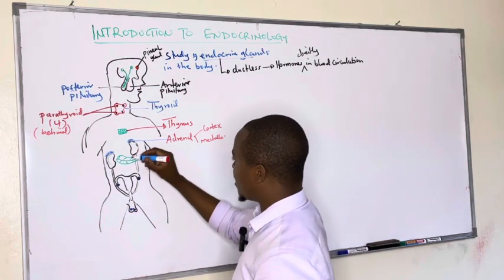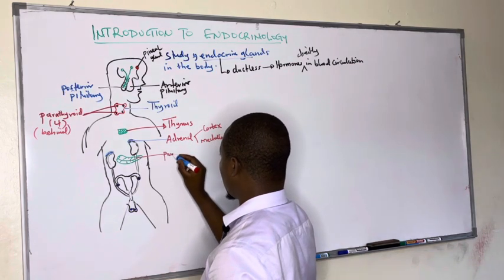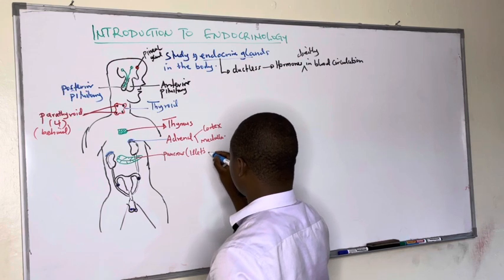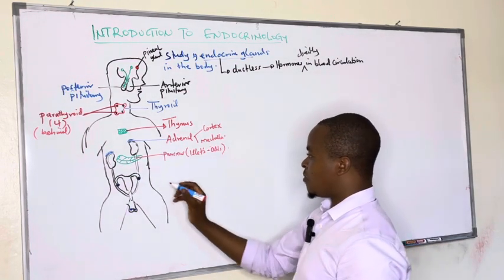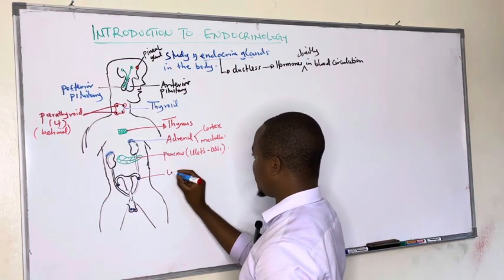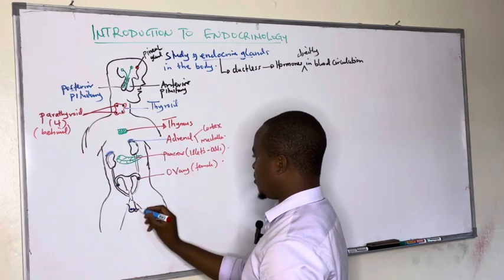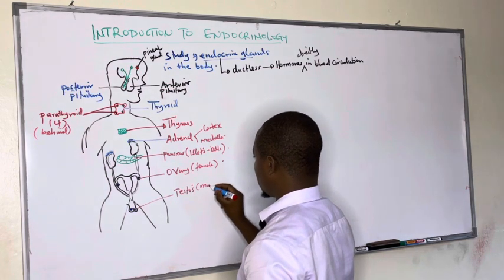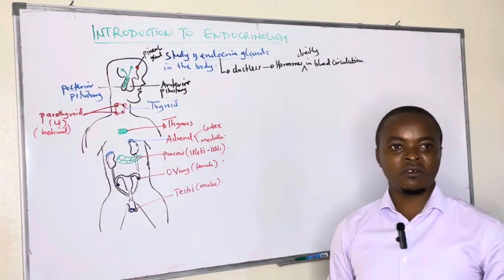Then we have another gland in the pancreas known as the islets of Langerhans. The pancreas is also an endocrine gland, whereby we find islet cells of Langerhans doing the endocrine part. Then from there we see another gland here. This is the ovary, found in females. Then we also have the testis, found in males. So these are the major endocrine glands found in the body.